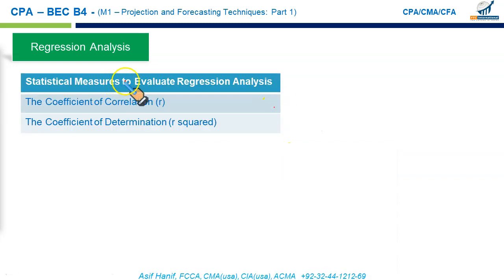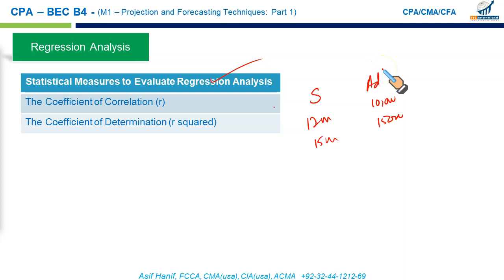Next, we have the statistical measures to evaluate the regression analysis. We have just discussed that if you have sales and advertisement and you have many pairs of data, when you spend $10,000, your sale was 12 million. When the advertisement was $15,000, your sale was, we will have many pairs of data like this. Now, of course, they are correlated. Advertisement and sales, they are correlated. What is the strength of their relationship?